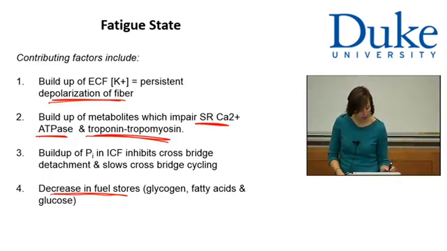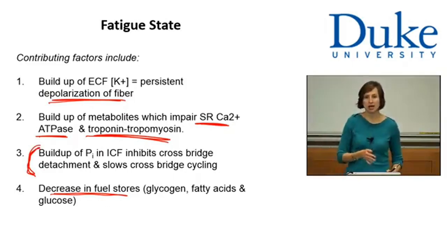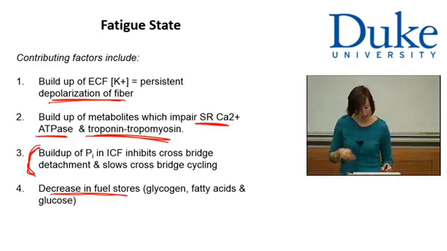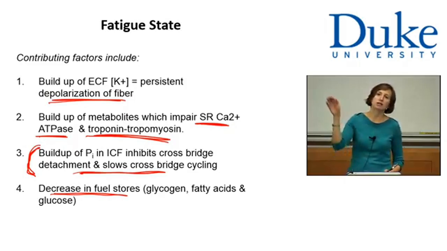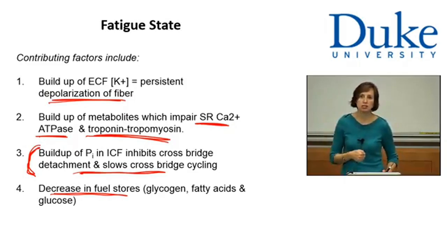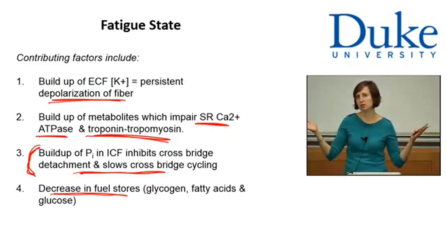And then finally, we're going to talk about how the buildup of inorganic phosphate, which is going to come off the myosin head during the cross-bridge cycle, if that builds up, can slow the cross-bridge cycle, which again is going to lead to a reduced ability for the muscle cell to contract quickly.